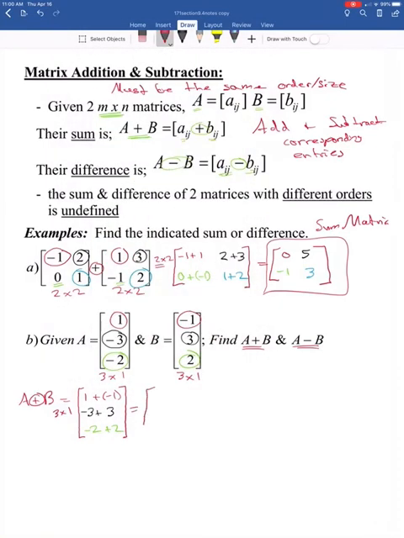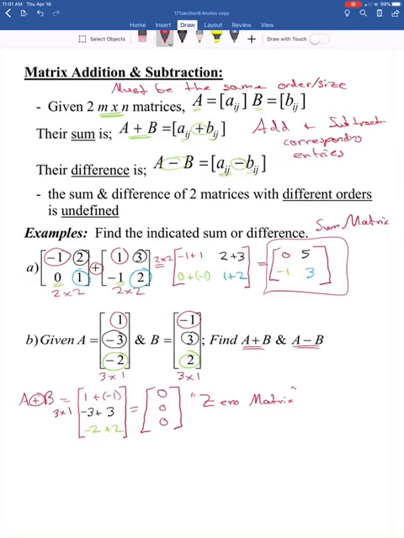So in the 3x1 sum matrix, we get our 0 matrix. So yeah, adding opposites in matrices produces the 0 matrix, just like it does with real numbers. We add opposites, we get a 0. So again, that's our 0 matrix, a matrix with zeros in each entry.